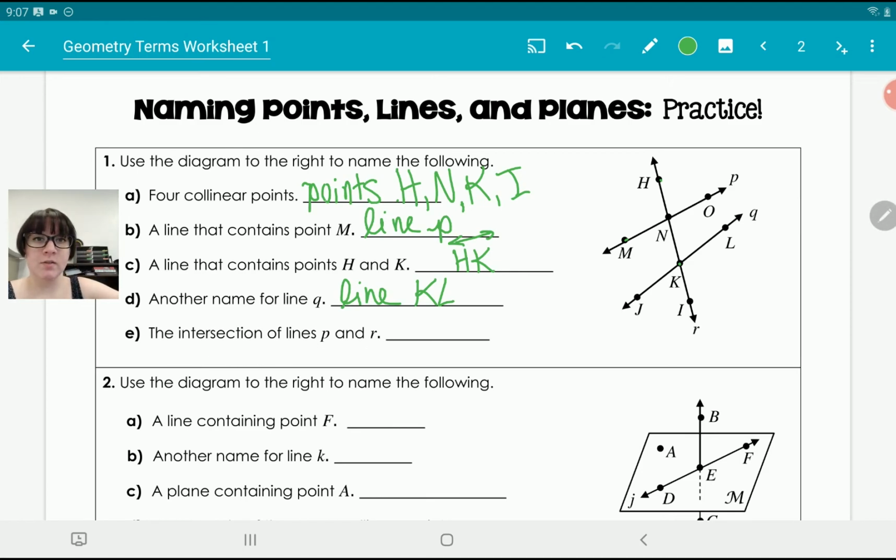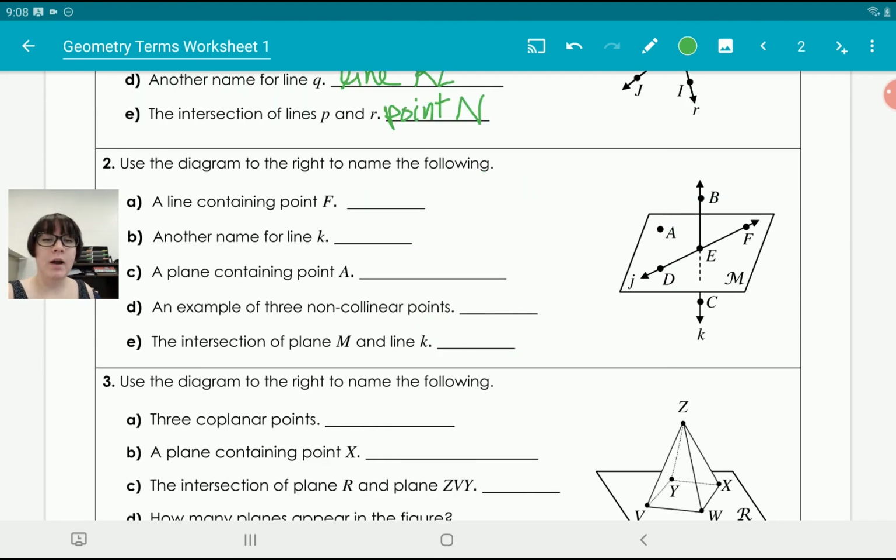And then lastly, the intersection of lines P and R. So we've already talked about the fact that lines intersect at a point, so we're just going to have a point whenever they intersect. And then P and R, so line P is this one, okay, and then line R is this one. Looks like they intersect right here, and that is point N. Okay, so just go through, look at the diagram, and make sure you're labeling them correctly.